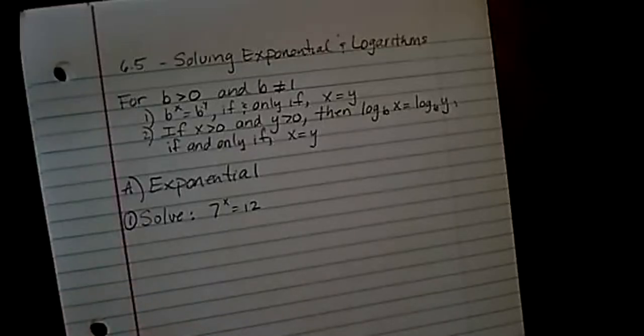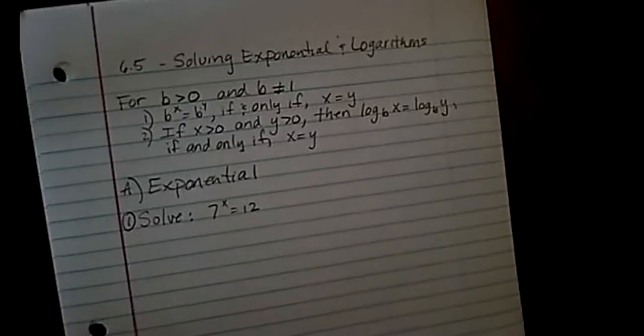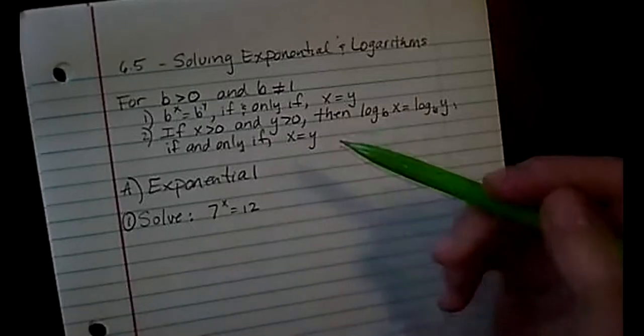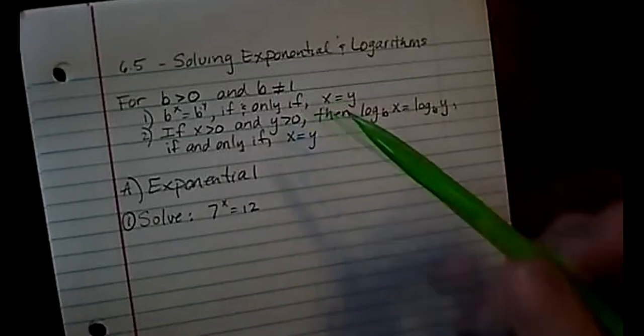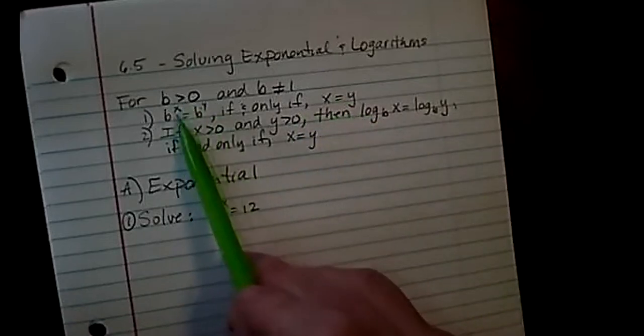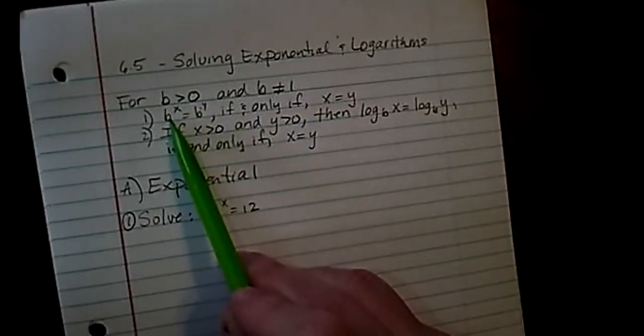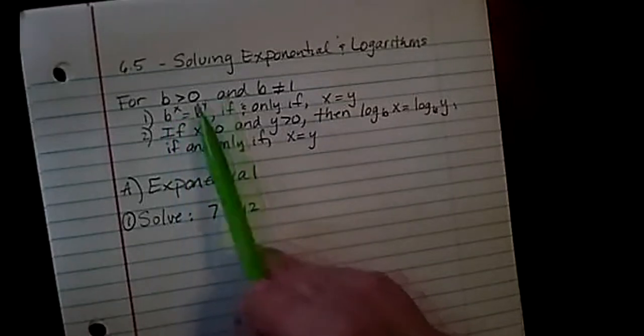So now we're going to talk about solving exponential and logarithmic equations. All right, so this is our section 6.5. Just a few things I want to talk about before we start solving. If you remember, now we're talking about b, which is positive, greater than 0, and not equal to 1. Those are the only two exceptions for this.